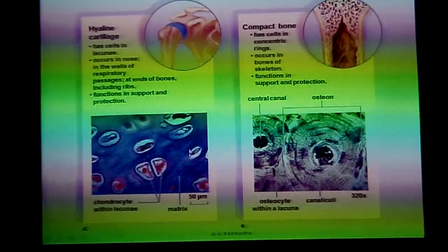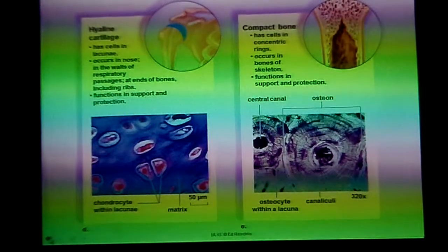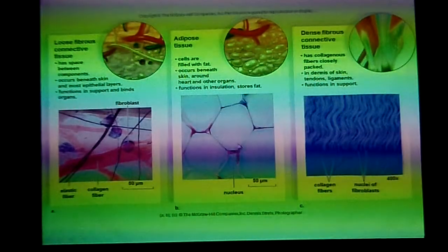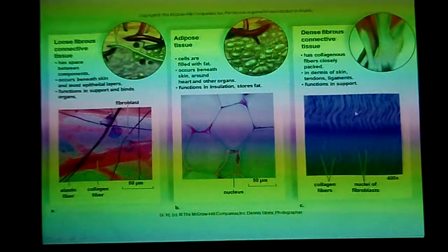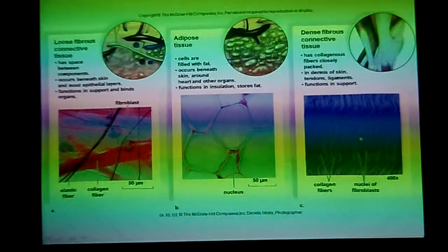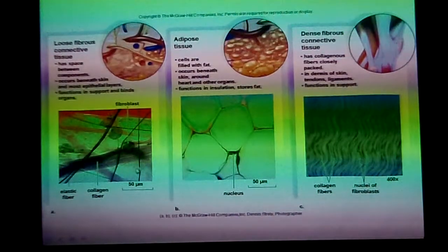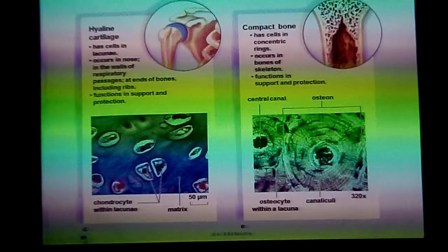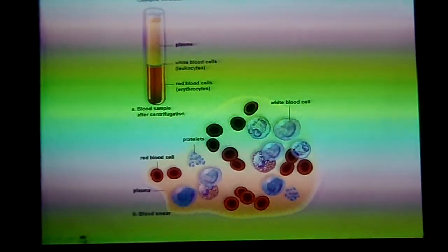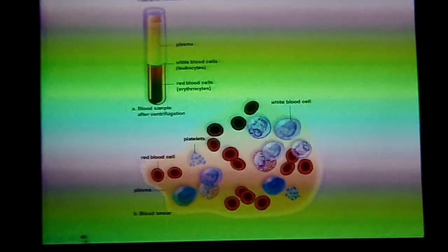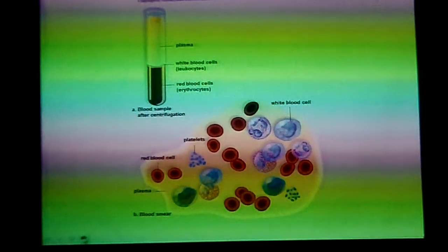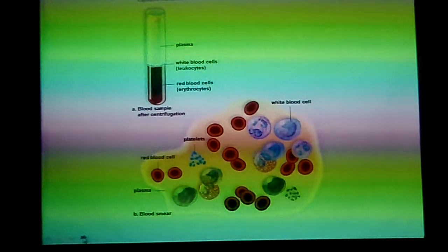So bones and cartilage and fat and dense connective tissues like ligaments and tendons are all considered connective tissues that connect things together in the body. And that's your second type of tissue. The first type of tissue is epithelial tissue, and the second type of tissue is connective tissue.